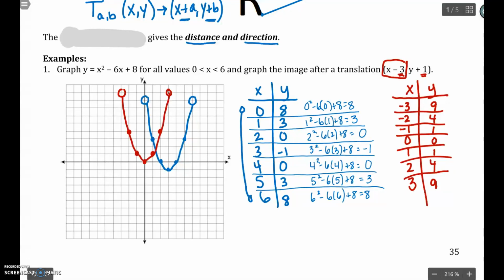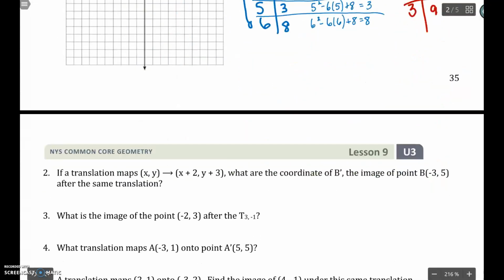So my pre-image was the blue one, y equals x squared minus 6x plus 8, and the red one is my image. Notice what really just happens here is that we are shifting left 3 and up 1. Okay, and so this is a translation. It shifts things around on the graph or on the paper.